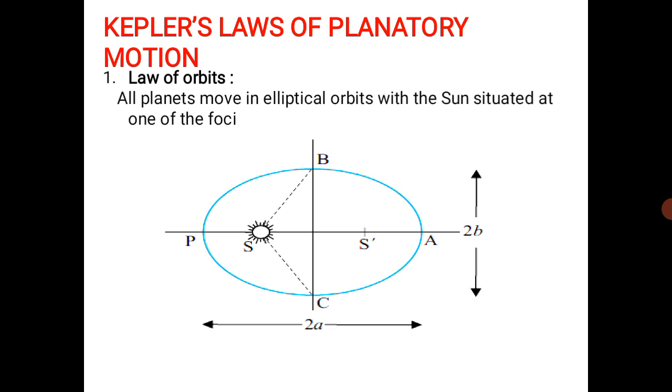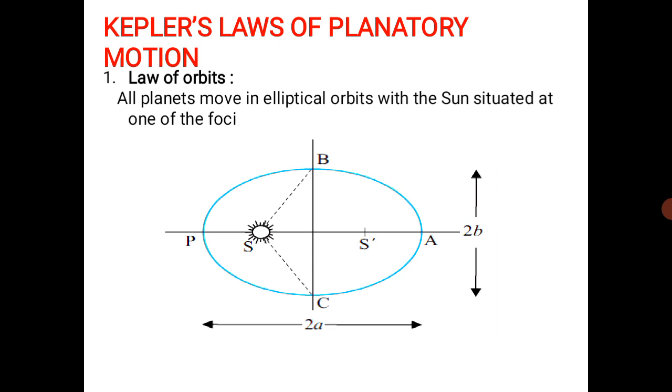According to the law of orbits, all planets move in elliptical orbits with the sun situated at one of the foci. See here in this picture, that oval shape line is called the ellipse. It has two axes. One is the major axis, another one is the minor axis.